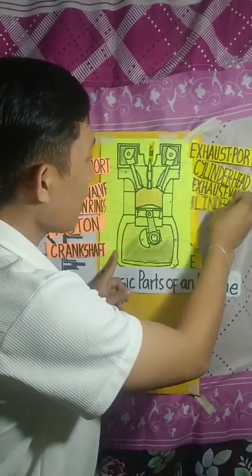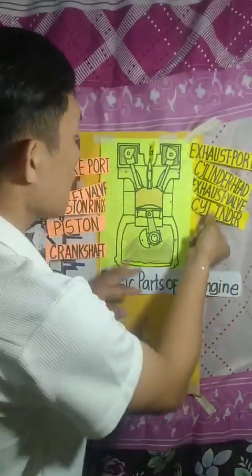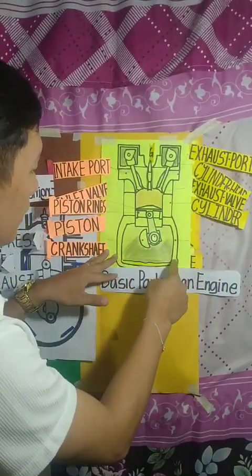Now, next naman natin ay ang cylinder. What is cylinder? Cylinder, these are the chambers where the magic happens, where fuel is burned to produce power. The cylinders are arranged in a line or in a V shape. Yan, cylinder.